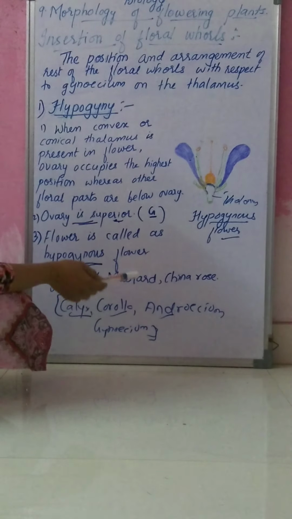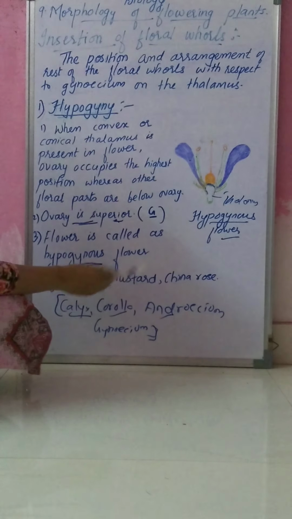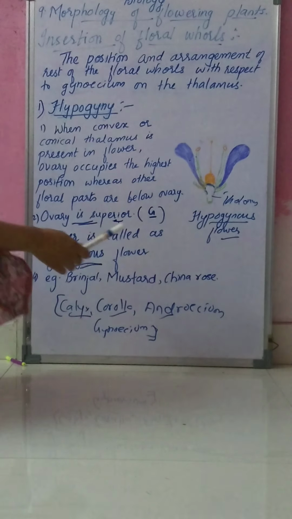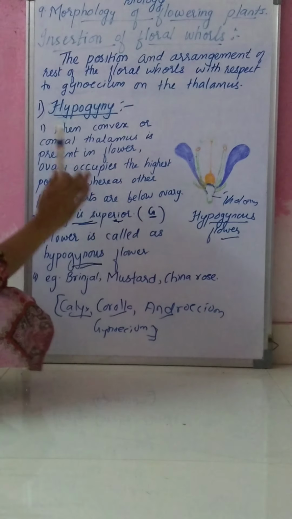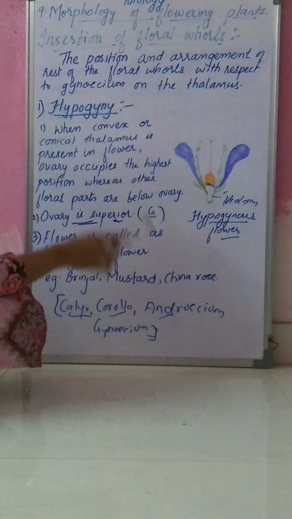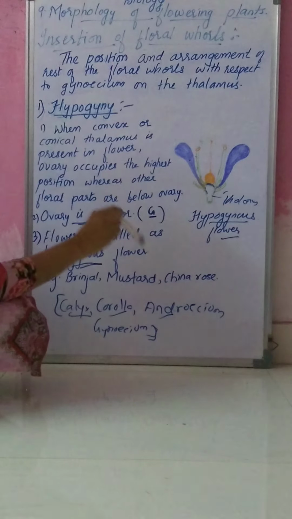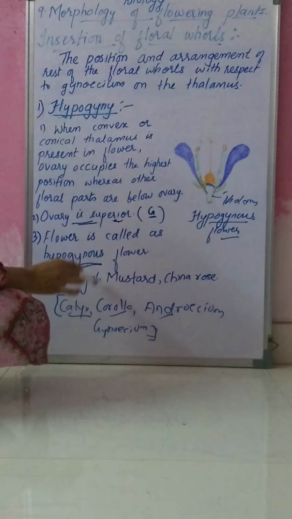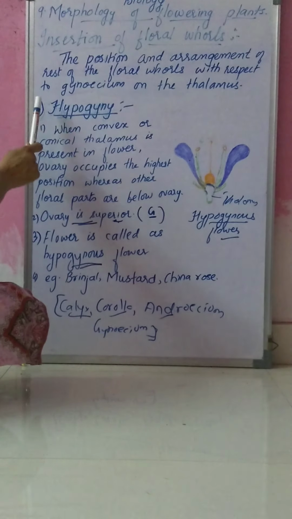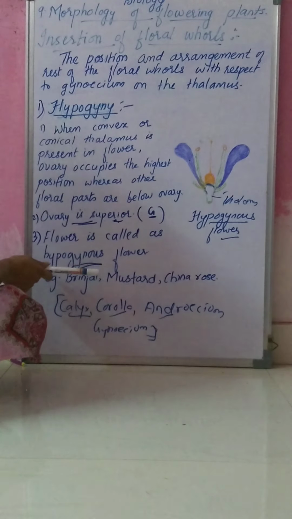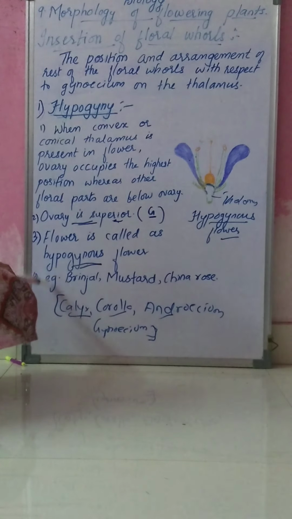Examples for this are brinjal, mustard, China rose. China rose is commonly seen. If we see China rose, then we can see the ovary is present at the top and the other three floral whorls are present on the lower side of the ovary on the thalamus. So this type of condition is known as hypogyny and the flower is known as a hypogynous flower.